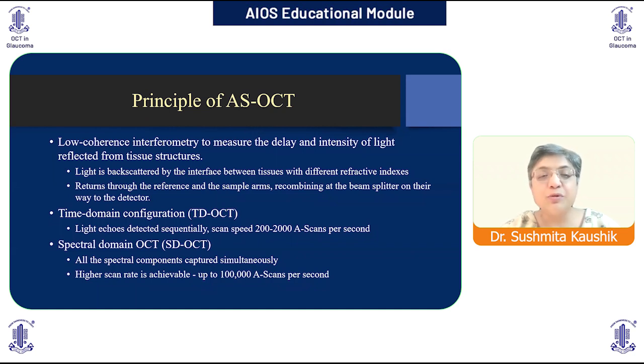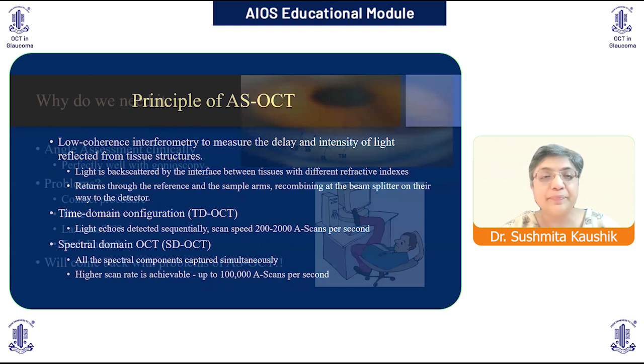Basically, it has moved from a time domain configuration, called the TD-OCT, where the light echoes were detected sequentially, with a scan speed of about 200 to 2000 A scans per second. In spectral domain OCT, on the other hand, all spectral components were captured simultaneously, and a higher scan rate was achievable, up to 100,000 A scans per second.